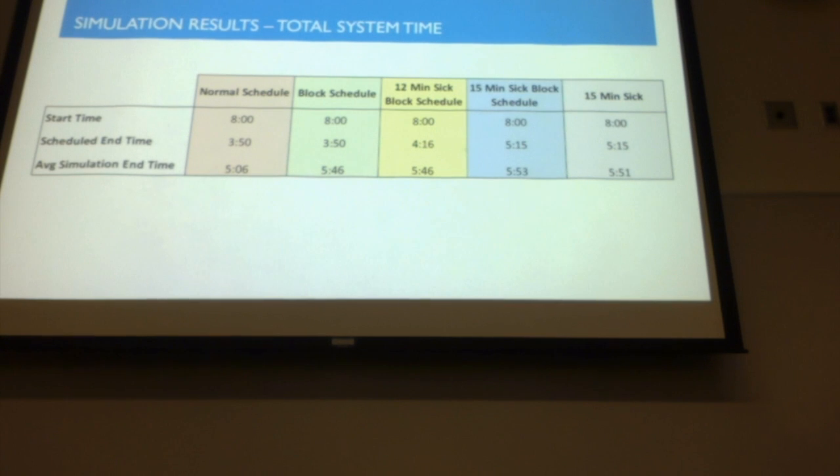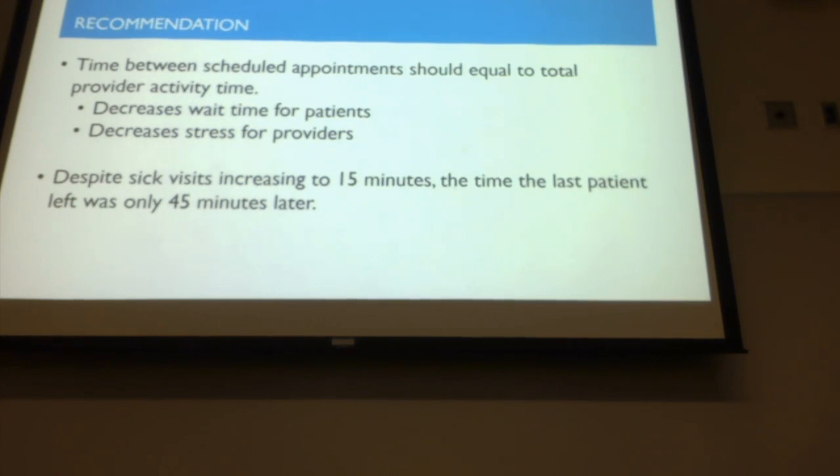And so for our final recommendation, we think that time between scheduled appointments should equal total provider activity time. We know that increases the time for sick appointments, and that doesn't really increase throughput, but it decreases wait time for patients, and it also decreases stress for providers. And we found that even though sick visits increased to 15 minutes, the time the last patient left was only 45 minutes later than the scheduled normal appointment that we were using. Now I'm going to pass it to Kyle to talk about more specific activity improvements that can be done.